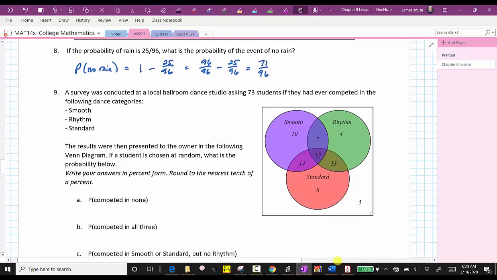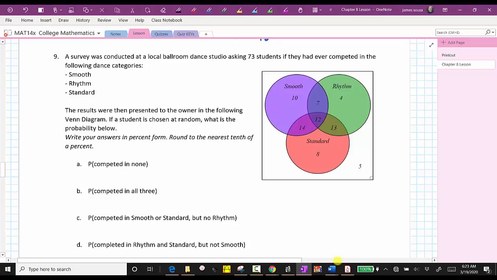And for our last example on probability, we'll be using this Venn diagram shown here below, where the numbers indicate how many elements, or in this case, how many students are in a particular set. So a survey was conducted at a local ballroom dance studio asking 73 students if they had ever competed in the following dance categories. We have smooth, rhythm, and standard. The results were then presented to the owner in the following Venn diagram. If a student is chosen at random, what is the probability below?